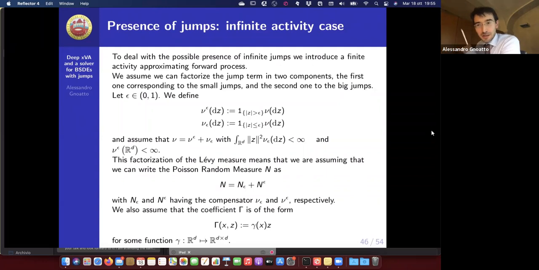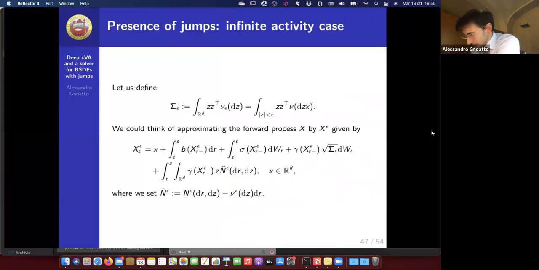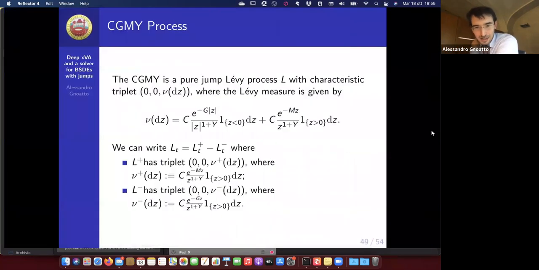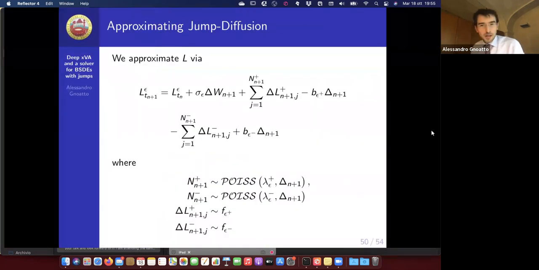I see that time is running faster. I don't have the time to expose the technicalities here, so I just jump directly to the example. Let's say you have a CGMY. You can write the CGMY as the difference of two subordinators. Then you approximate each subordinator by means of a jump diffusion. You combine the two approximating subordinators, and you obtain an approximated Levy process of this form here.